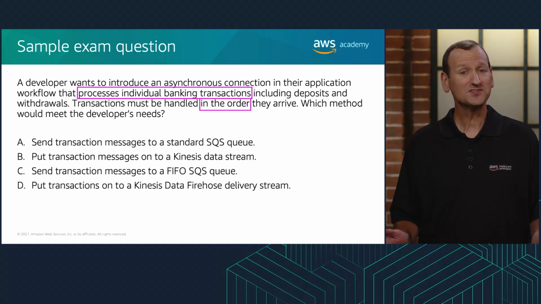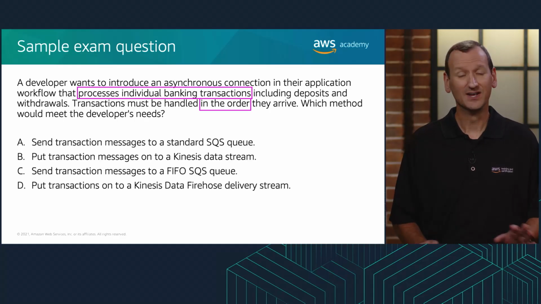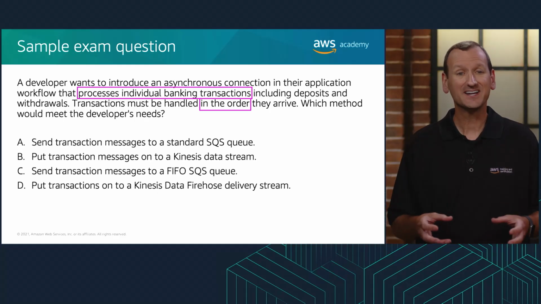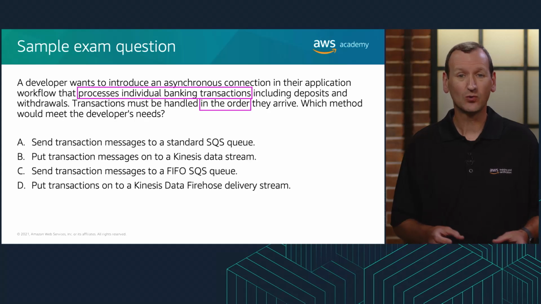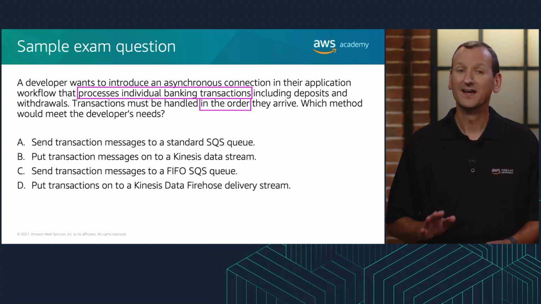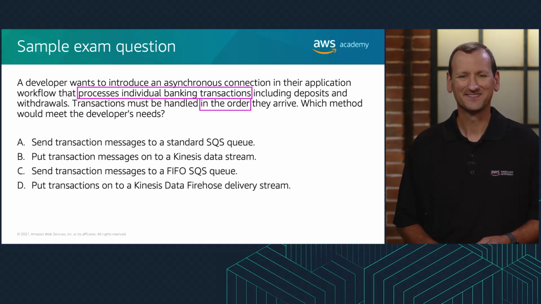So how do these answer choices compare to the requirements? First, a standard SQS queue cannot guarantee processing order, so that doesn't meet the requirement. For the second answer, a data stream is used to aggregate and analyze high-volume data rather than act on individual messages. The requirement requires processing individual records, which implies using a queue instead of a stream. Next, a FIFO SQS queue preserves message order, which meets the requirements. This could be the answer.